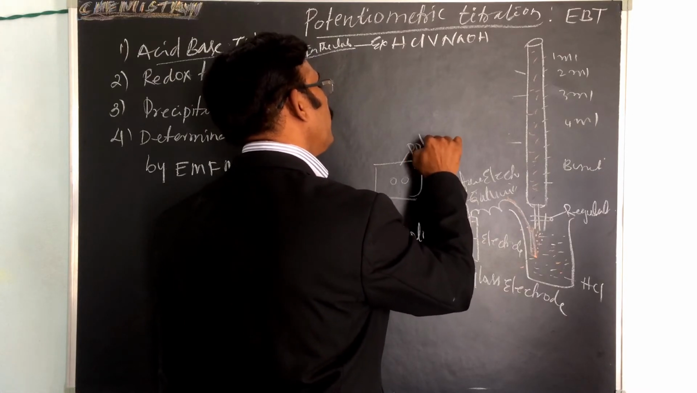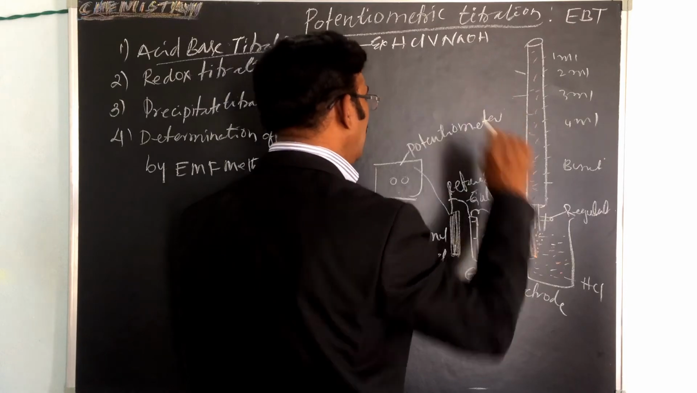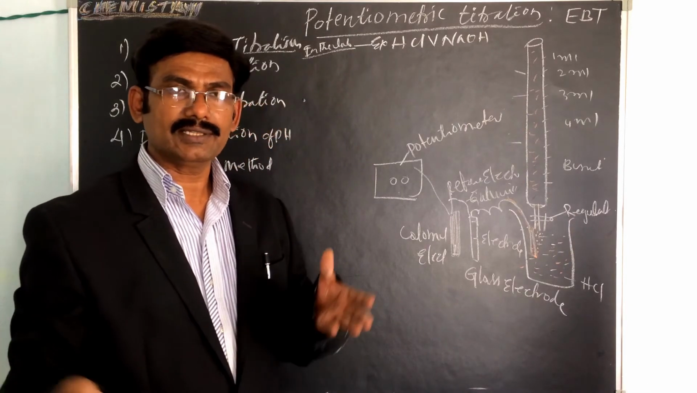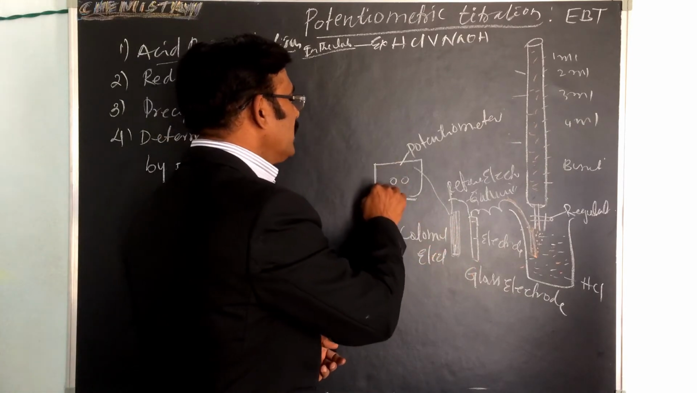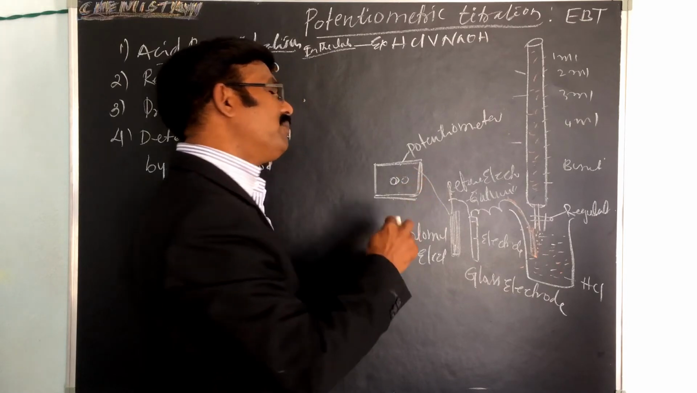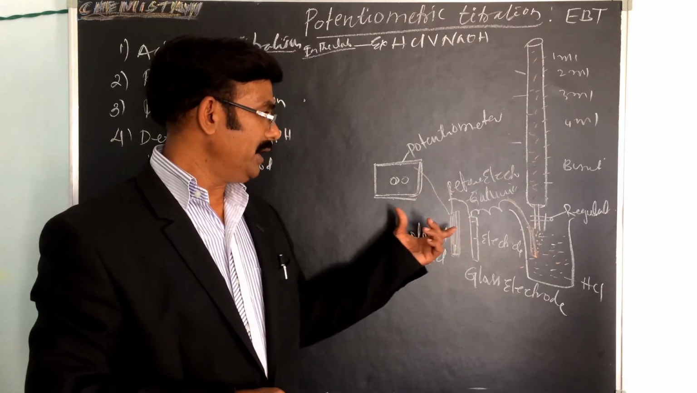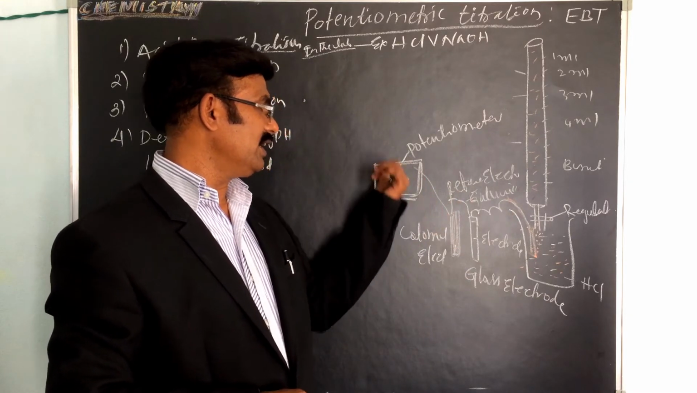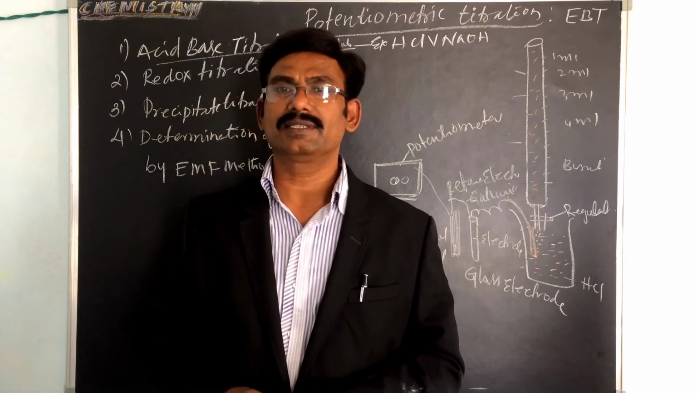This is the potentiometer in the lab. You can see we have many potentiometers in our lab. We can switch it on and the digital reading will come. Whenever we do a titration, the readings are either in increasing or decreasing order. Digital numbers will come.